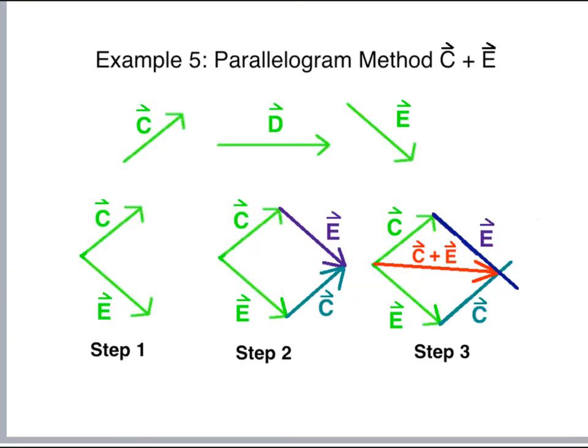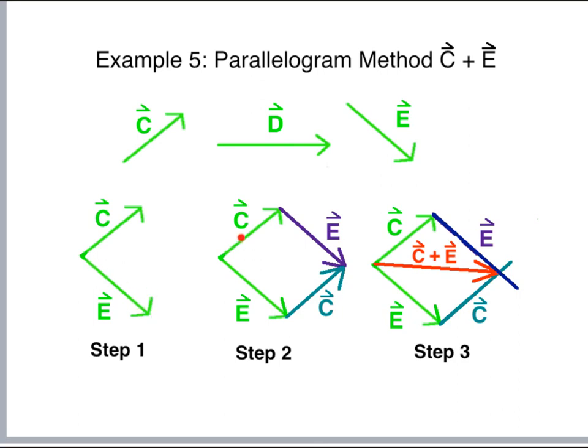So let's see how to do this in an example. We have three vectors here, C, D, and E. I'm going to pick two of them. I'm going to pick C and I'm going to pick E, and I want to add them together. Now, of course, we could do tail to tip, but we're going to do this with the parallelogram method. And so what's the rule? I want to take my two vectors, C and E, and connect them tail to tail. So C and E are connected tail to tail.